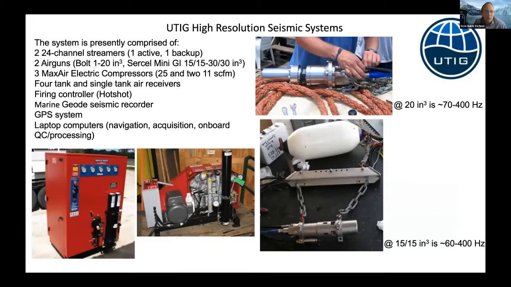But they're not the Sercel solid state. They're actually gel-filled streamers. We have two different kinds of air guns. We have a Sercel Mini GI and a mini bolt gun from 1 to 20 cubic inches, and the Sercel is either in the 15-15 or 30-30 mode, or can actually be fired as a single air gun. Top right is the mini bolt, and bottom right is the mini GI.